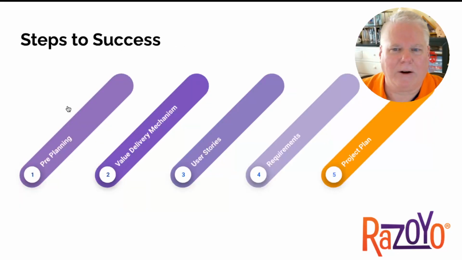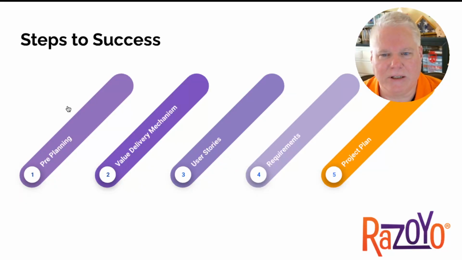And what are the steps to success? The first is pre-planning, and this is the one that we find is most often skipped over and definitely should not be skipped over in any sense. But then also you have to understand and define your value delivery mechanism. You have to write out what your user stories are in a way that developers can understand and work efficiently. And then you're going to come up with requirements and a project plan from there.